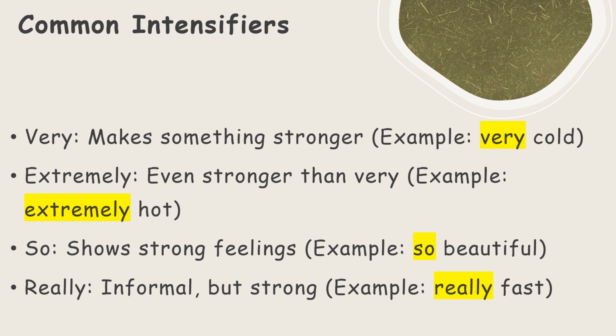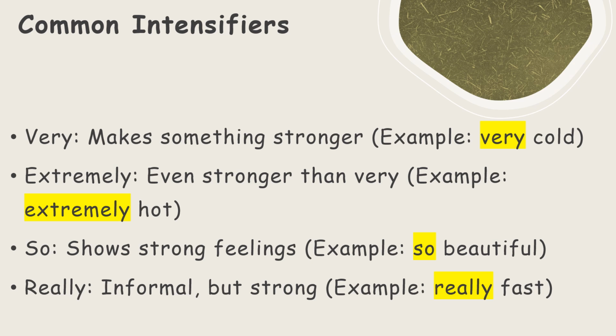Now, if it is so cold that you can't sit even for 5 minutes, then you can use extremely. Like when it is extremely cold, you cannot sit there. Also, when it is extremely hot outside, you cannot go outside. So extremely is used to make things even stronger than very. Very good means a bit stronger. But if you say extremely good, it means better than very good.